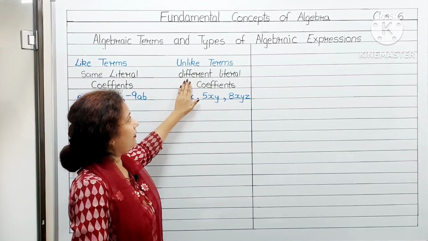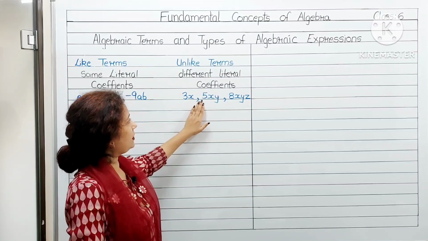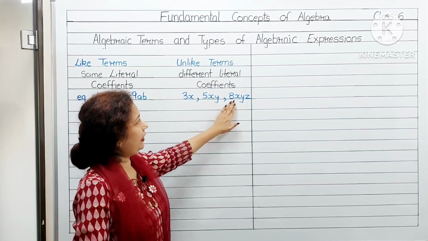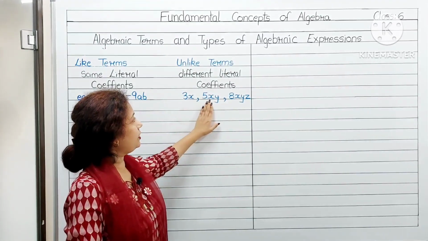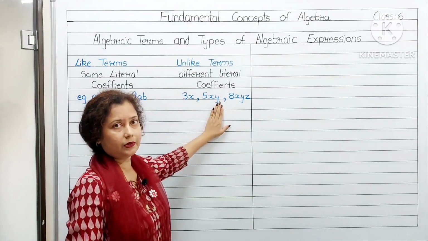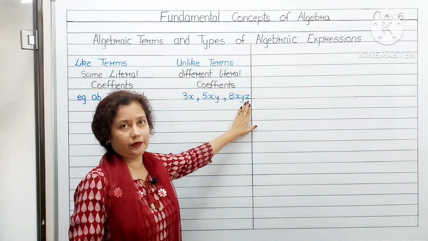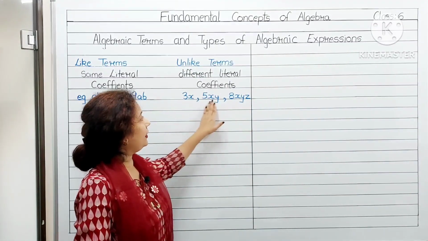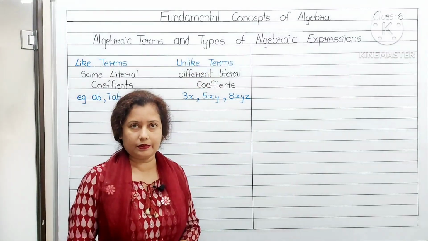Unlike terms have different literal coefficients. For example, 3x, 5xy, 8xyz. Here x is the literal coefficient, here xy is the literal coefficient and here xyz is the literal coefficient. So here they are different, so this is called unlike terms.